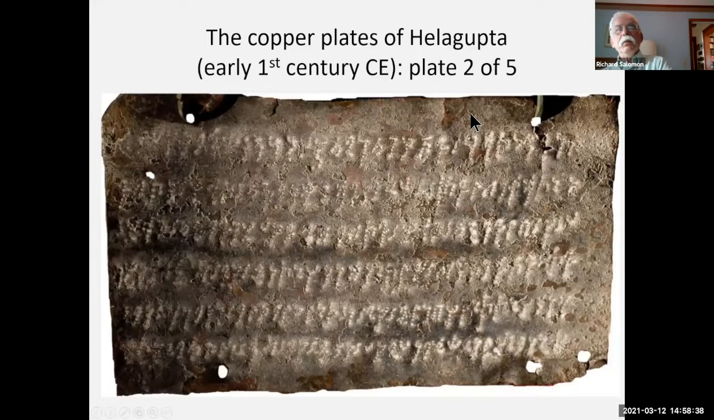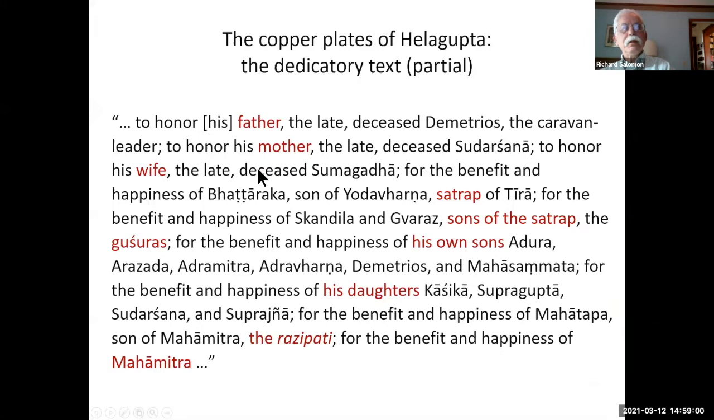This is the image of the plate that I showed before, copper plates of Helagupta, another king around the early first century AD. And you can see that the Buddhist relic cult in Gandhara is really blossoming around this period. Very large number of inscriptions. So this is the expanded version of what in the previous stupa was the minimal version.